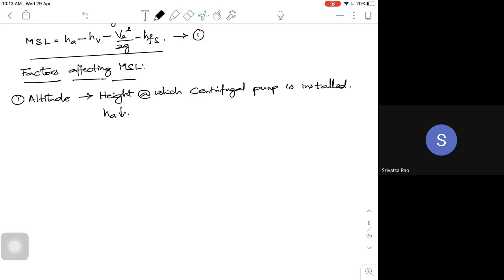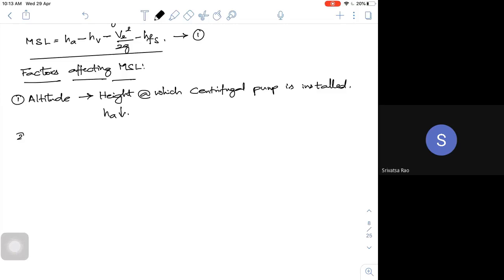But what will happen at sea level? This will be equal to your atmosphere. So at a few hundred meters above sea level, I'll be able to maintain it. So I should ensure that when I install my centrifugal pump on a hill station, this HA doesn't fall below the vapor pressure. So that's one of the factors.